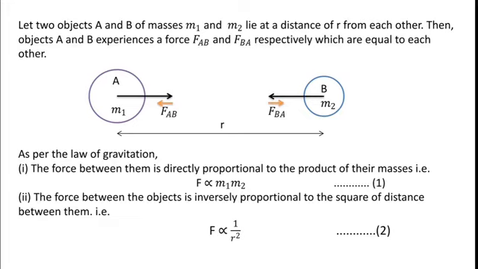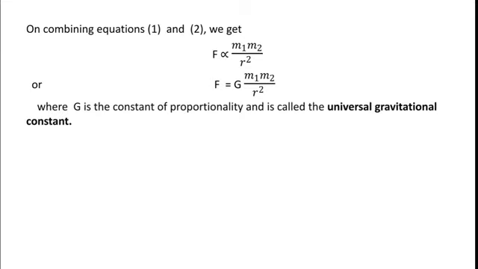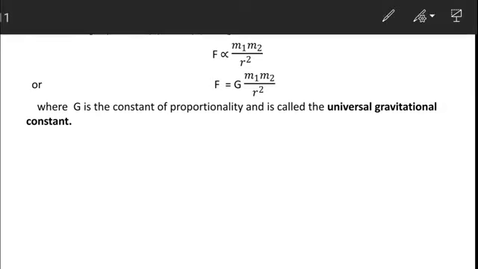Now, if we combine these two equations, then we can write F is proportional to m1 m2 divided by r square. And when this proportionality sign is removed, then we get a constant. Hence, we have F equals G m1 m2 divided by r square. Here capital G is the proportionality constant and it is called the universal gravitational constant. So students, we have the required equation for the force between two objects of masses m1 and m2 which are separated by a distance small r.